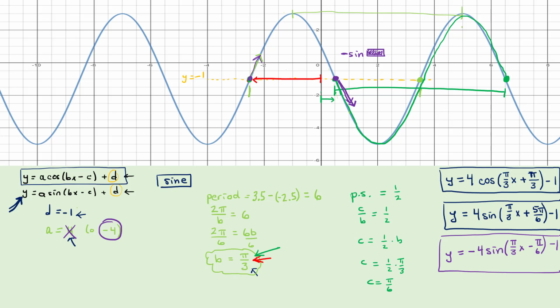So here are 3 different ways that we could find an equation for this graph. There are certainly many, many, many more. In fact, infinitely many, because you can always add or subtract the period to the phase shift without changing the graph.